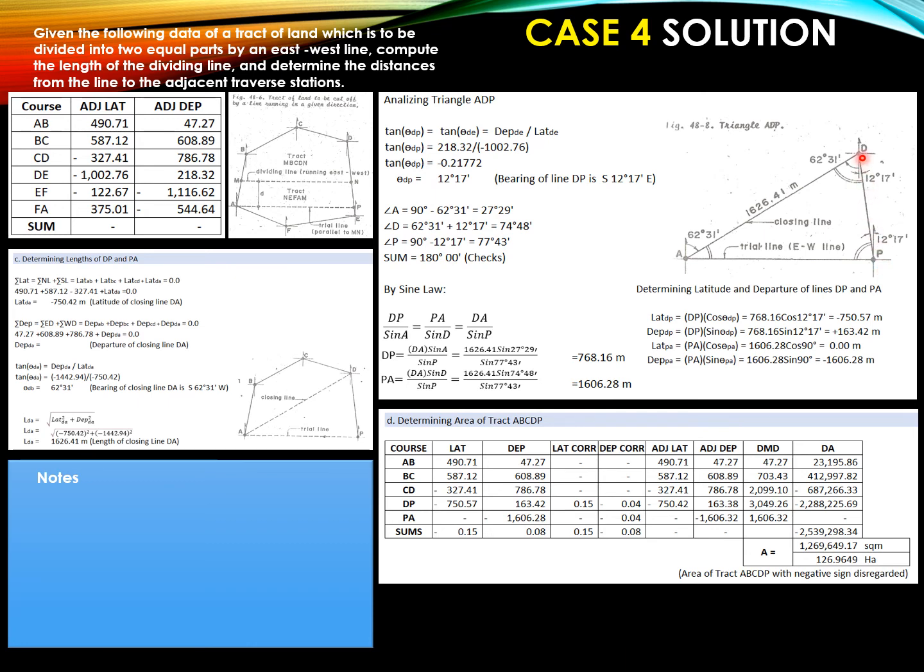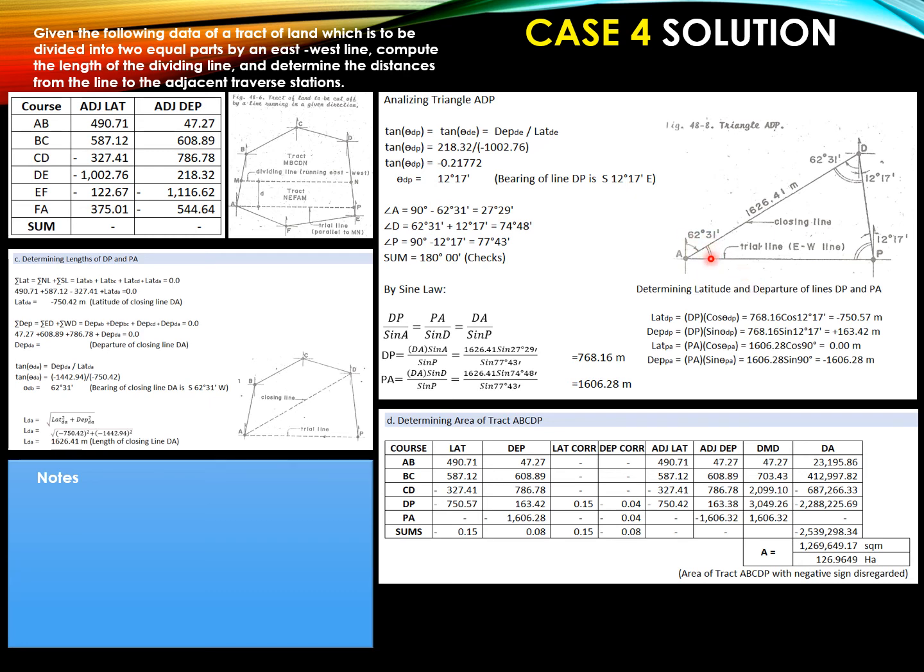Ayan, para makompute natin itong si DP at saka si PA. Okay? Si DP kasi, hindi natin alam yung location niya. Pero since meron na tayong triangle, makakakuha na tayo ng mga pwede nating input dito sa formula ng sine law. Okay? So, nung nakuha na si bearing ng DP, 12 degrees 17 minutes, galing sa latitude and departure, makukuha mo si angle A, which is the 27 degrees.